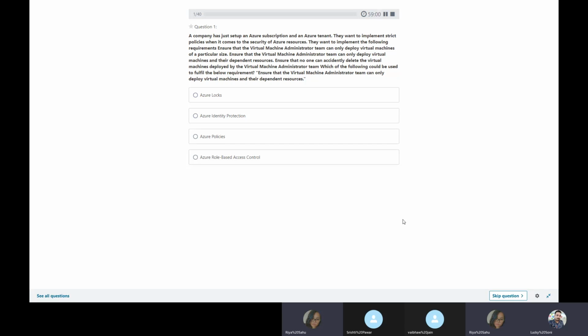Which of the following could be used to fulfill the below requirements? Ensure that the virtual machine administrator team can only deploy virtual machine and their dependent resources. Okay, so guys, you understood the situation. Can you please let me know what should be the answer? As we have gone through yesterday also, you may have the confusion between the Azure locks and the Azure role-based access control. But let me know what will be the correct answer.